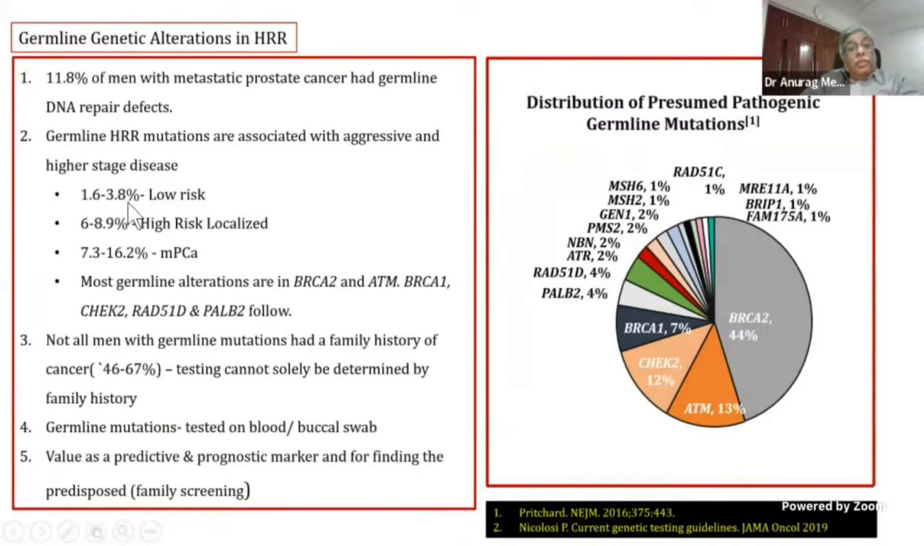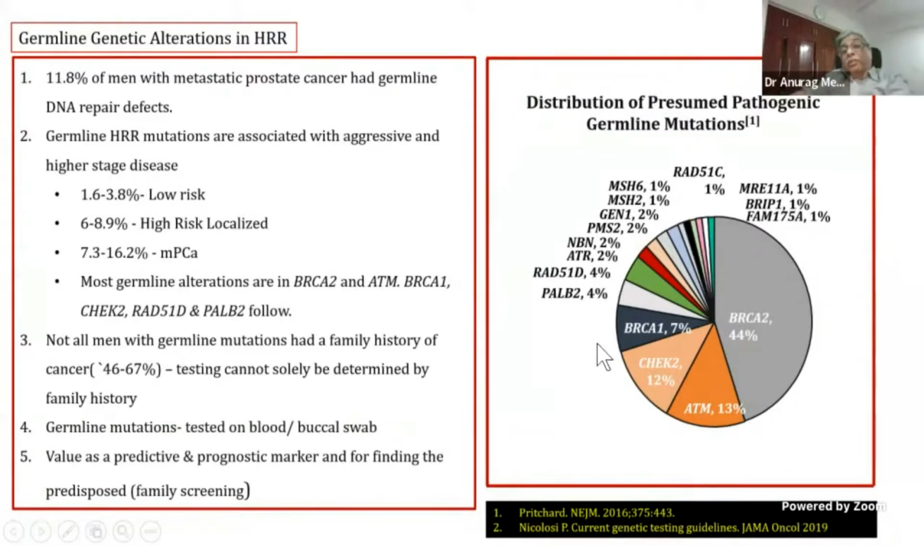So 1.6 to 3.8% of the prostatic cancers which are low risk have germline mutations. On the other hand, the metastatic prostatic cancer have these germline mutations to the extent of 7.3 to 16.2%. And most of these germline mutations happen in BRCA2, ATM, and CHEK2. They're followed by BRCA1, PALB2, and RAD51D.